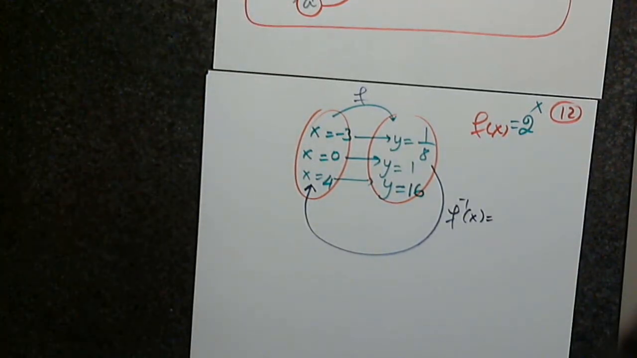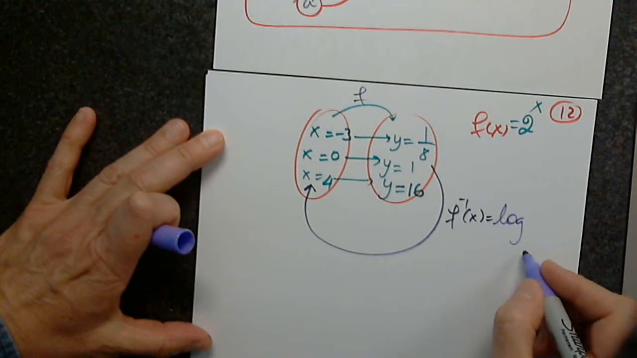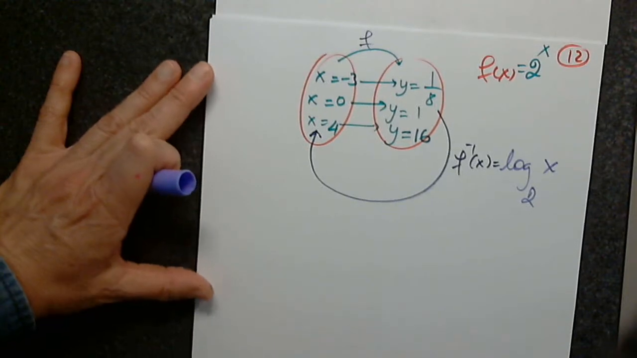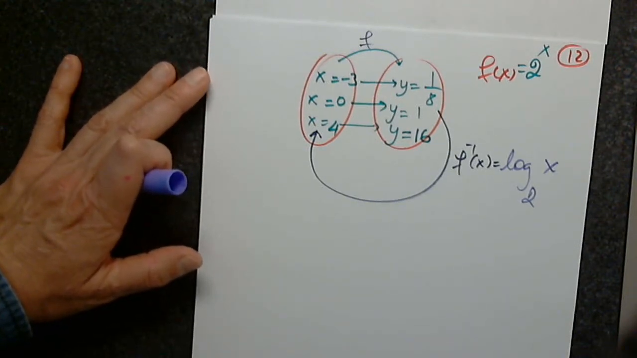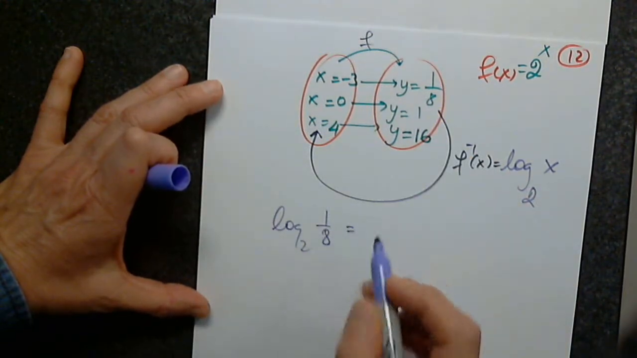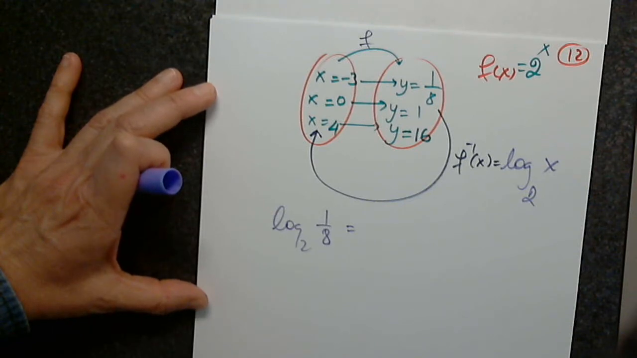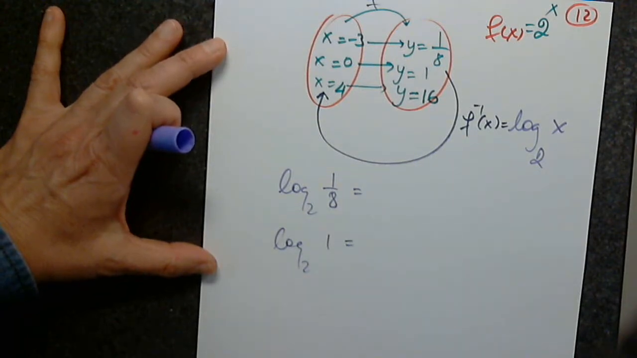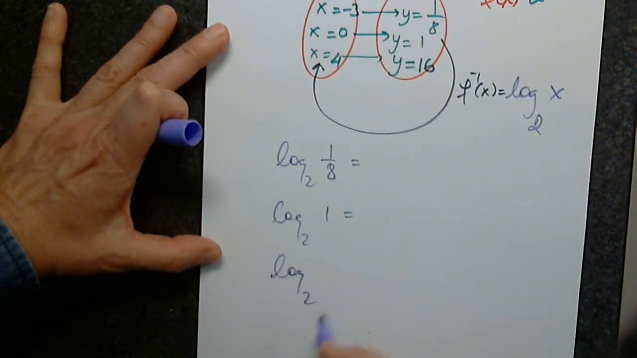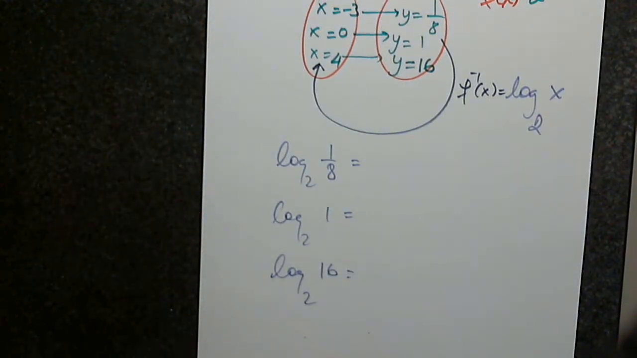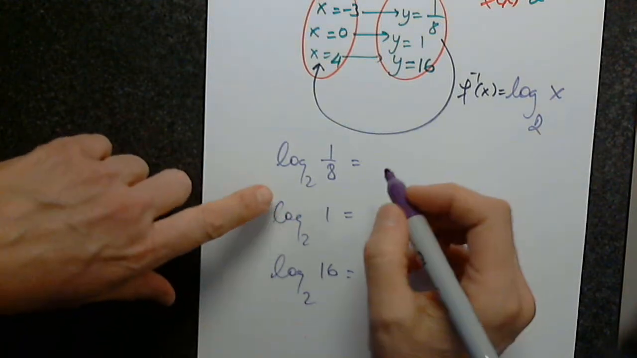Help me with my claim. My claim is that the inverse function is log base 2 of x. In order for me to convince you or show you that I'm right, I have to show you that log base 2 of 1/8 eventually will be -3. I have to show you that log base 2 of 1 is eventually 0, and that log base 2 of 16 is eventually 4. Here's how I show you.